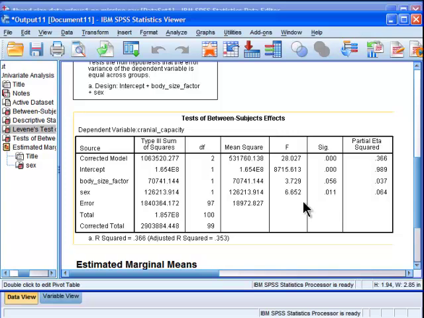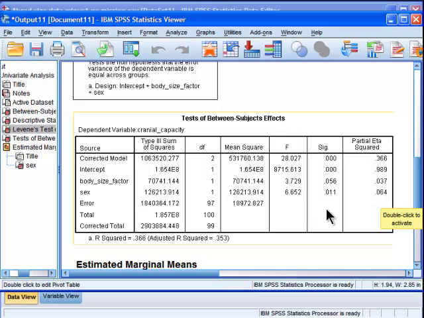All right, and the answer is yes. Males still have statistically significantly bigger cranial capacities than females, even when we control for body size. The F value is 6.65, and the significance is p equals 0.01, but the partial eta squared has come down quite a bit. You might recall that it was, I think, 0.34, 34% of the variability in cranial capacity could be accounted for by the independent variable sex, male-female. Now it's been reduced very substantially, down to 6%.